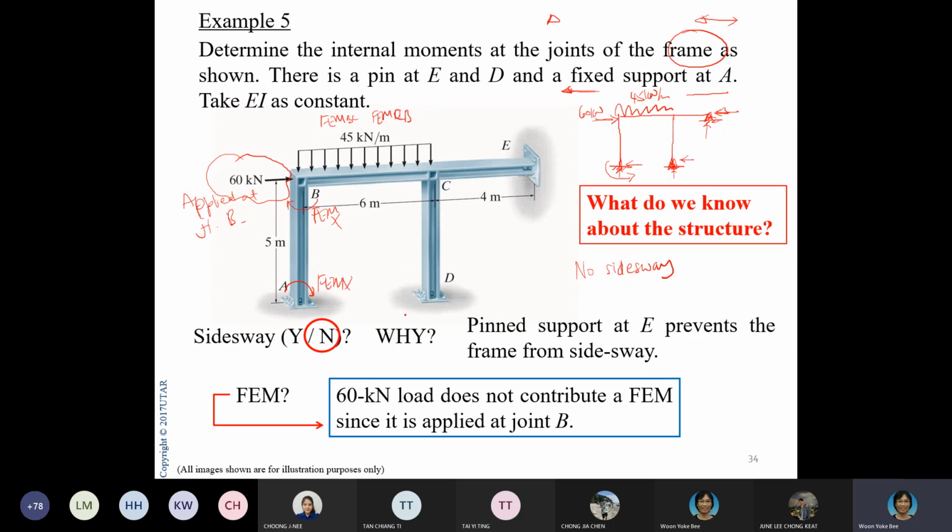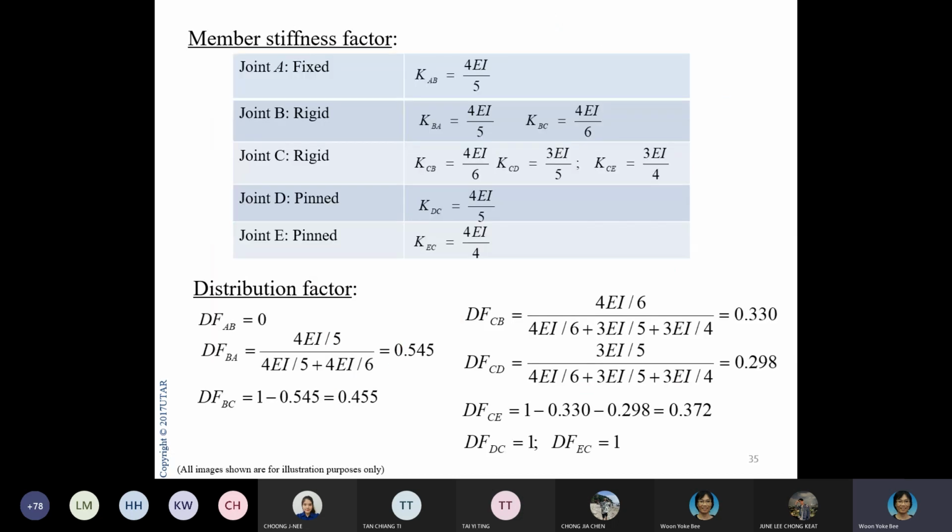Okay, so the first thing, remember, what was the first thing that we need to do when we are doing our moment distribution? It is to find our member stiffness. So in this case, you need to look at each and every member. So maybe we just draw the member here. Yeah, I always fix it. Okay, so this is A, B, C, D, and E.